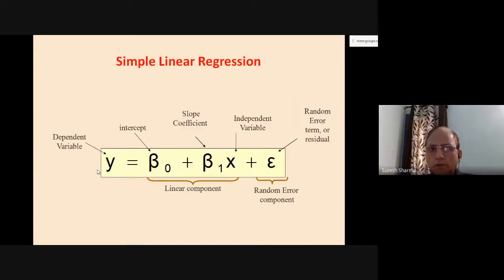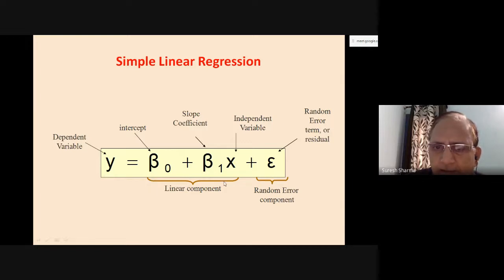This is the entire interpretation of this equation. This is called the dependent variable. This is called the intercept. This is called the slope. And this is called the independent variable. And this is an error, random error, which is beyond your control. Right? This is beyond your control. I have already explained this to you.